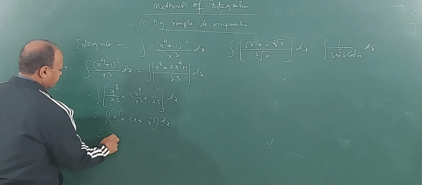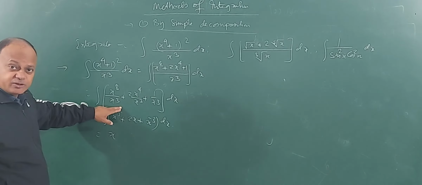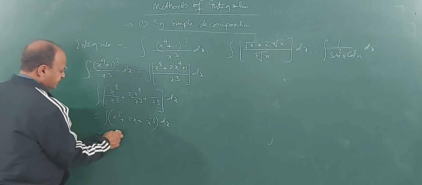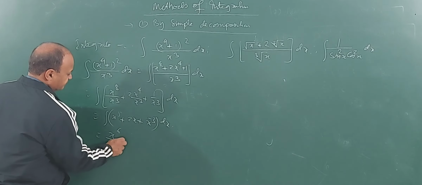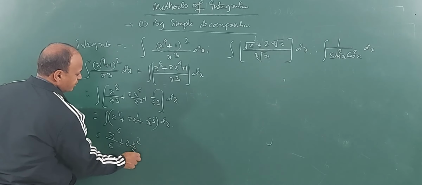So what do you get? x to the power 5 plus 1. Now this is very easy. I will be using the x to the power n formula. x to the power 5 plus 1, that is 6, divided by 6, plus 2x to the power 1 plus 1, that is 2, divided by 2.